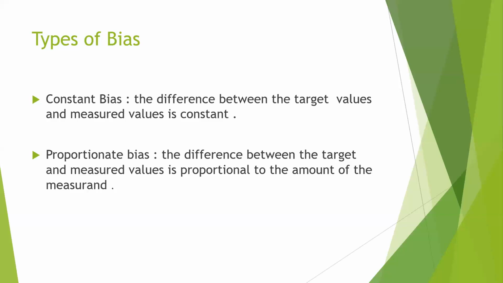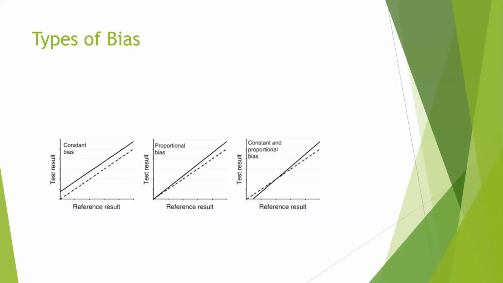So a constant bias will stay constant between the target value and the measured value, and a proportionate bias will keep changing depending upon the amount of the analyte. So between the two, I think most of us will agree that a proportionate bias is more common in our day-to-day situations whenever we are dealing with bias.